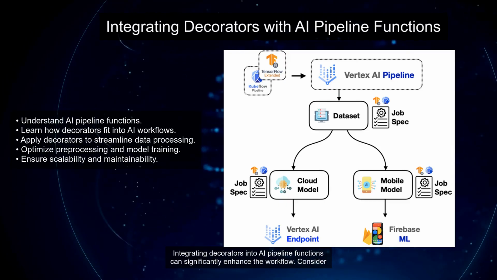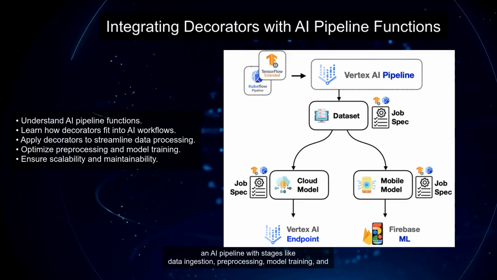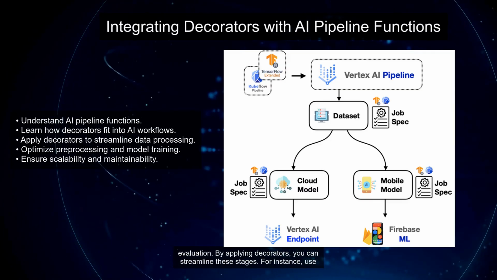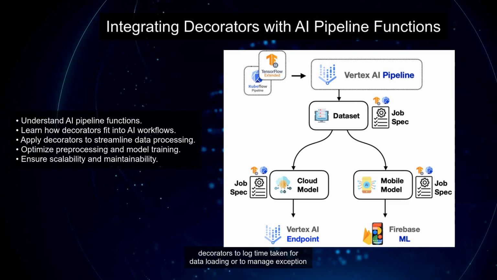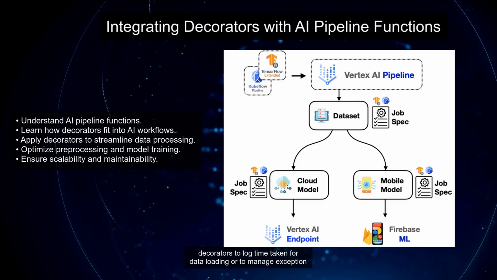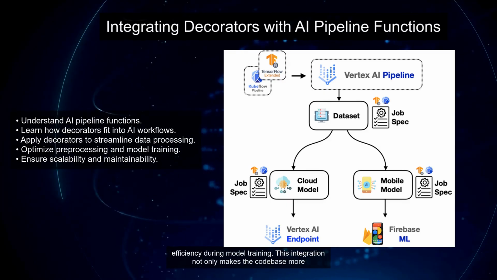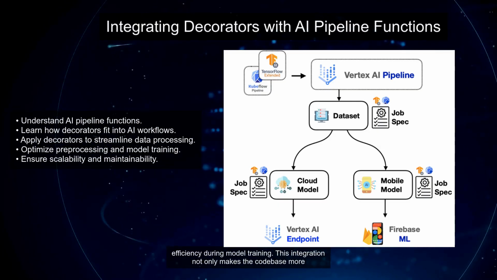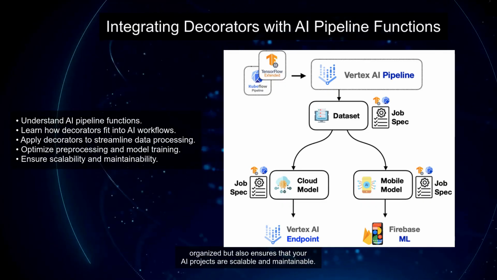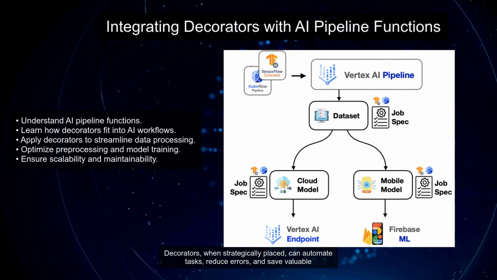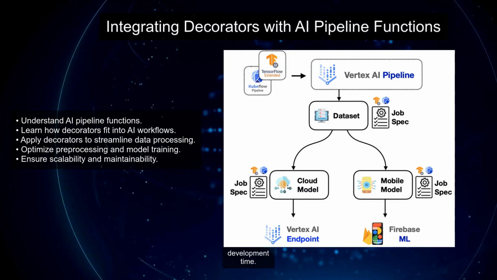Integrating decorators into AI pipeline functions can significantly enhance the workflow. Consider an AI pipeline with stages like data ingestion, pre-processing, model training, and evaluation. By applying decorators, you can streamline these stages. For instance, use decorators to log time taken for data loading or to manage exception handling during pre-processing. They can also be used to cache results, improving efficiency during model training. This integration not only makes the codebase more organized but also ensures that your AI projects are scalable and maintainable. Decorators, when strategically placed, can automate tasks, reduce errors, and save valuable development time.